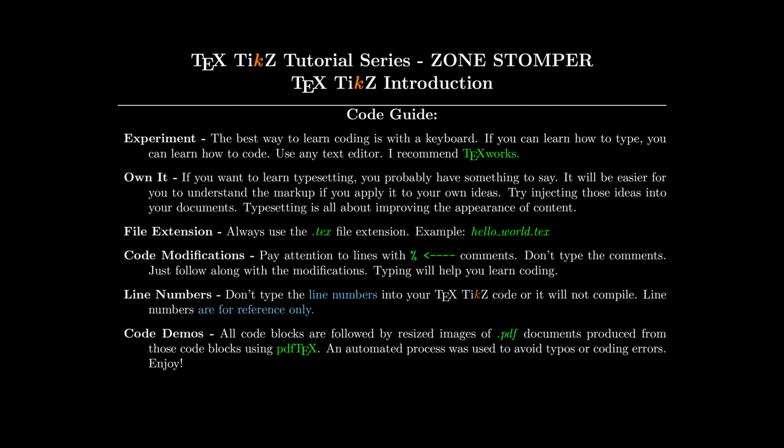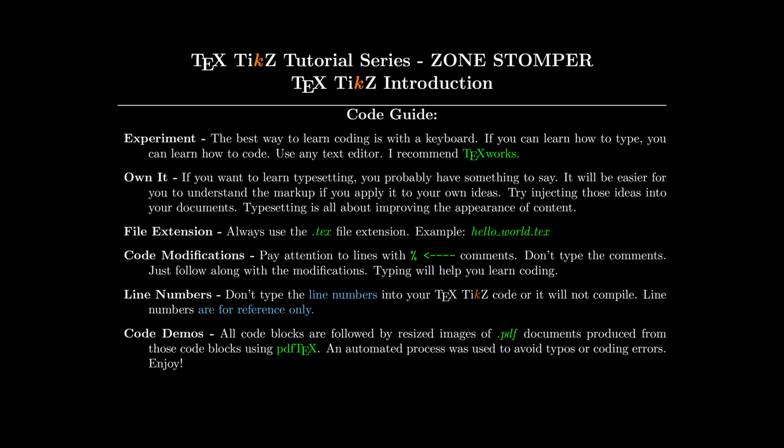File extension, always use the .tex file extension. And for code modifications, you'll see changes made, and pay attention to the lines with the green comments. Those are the lines to look at. And you'll see line numbers in a slightly different color on the left side of the code blocks. Do not type in the line numbers, otherwise your code's not going to compile.